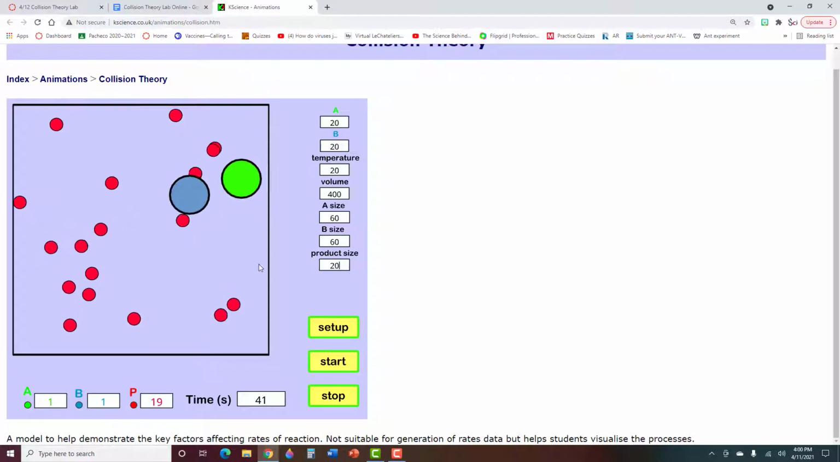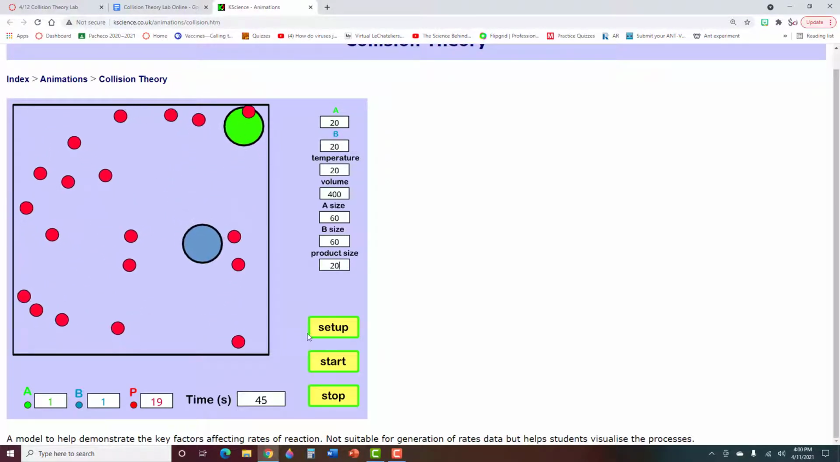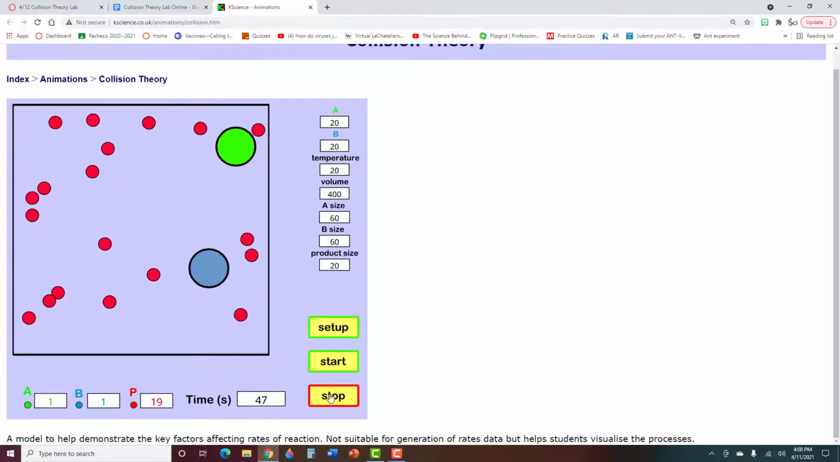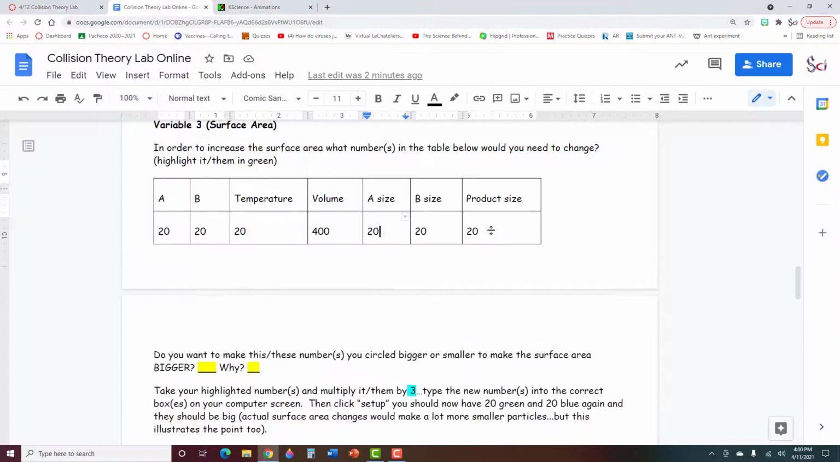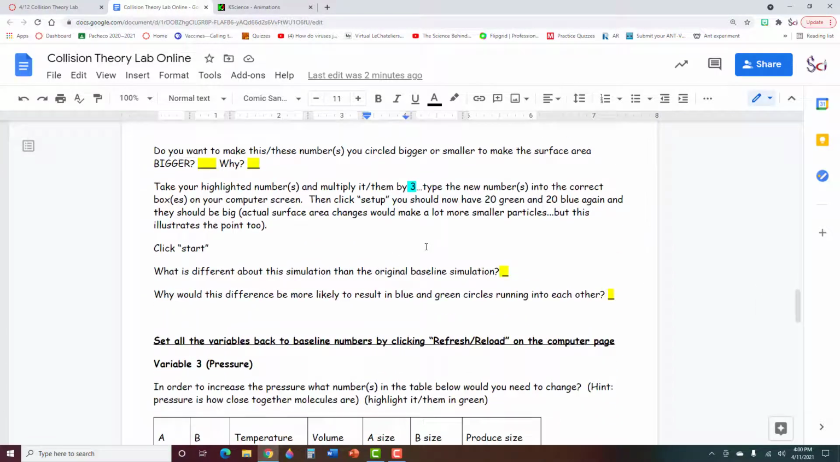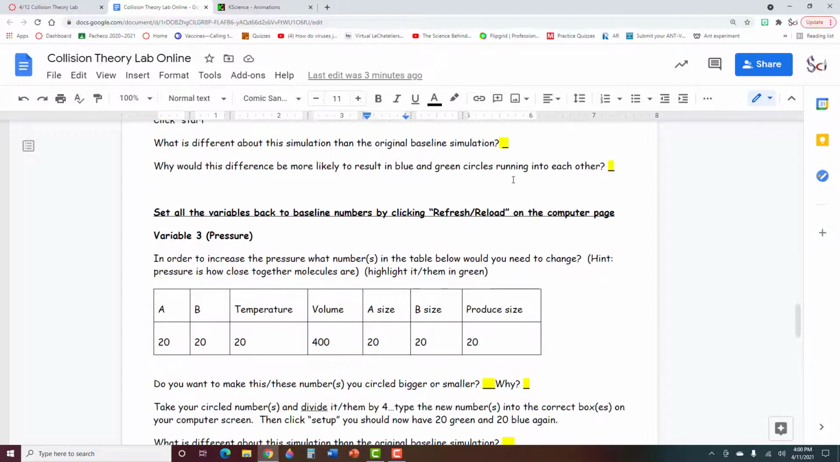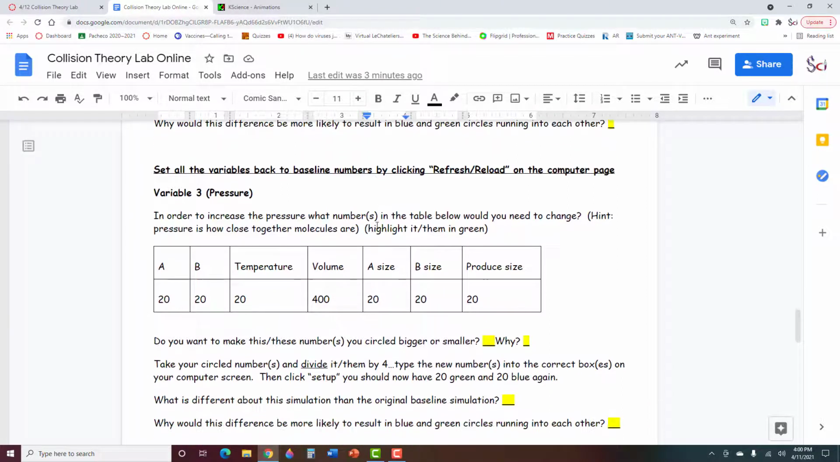And so that went pretty fast there. And again, we don't need to run this all the way out to the end. You don't need a time there. So let me stop. So that was surface area. We're increasing the size to demonstrate surface area increase. All right, again, what's different and why does this difference result in green circles more likely to run into each other? Because there's more surface area available, so they're more likely to collide with each other.